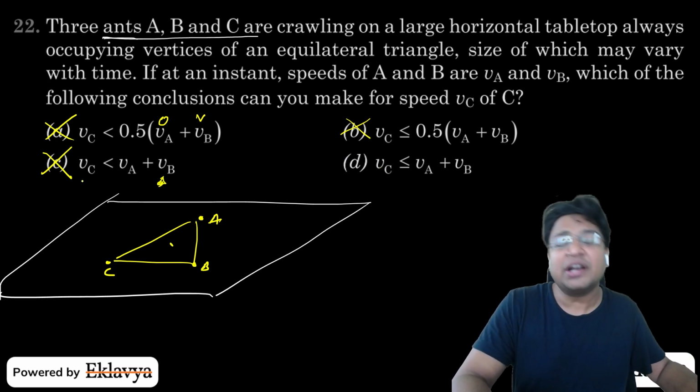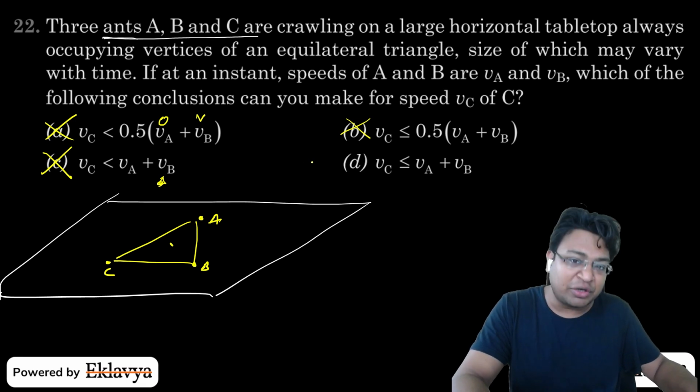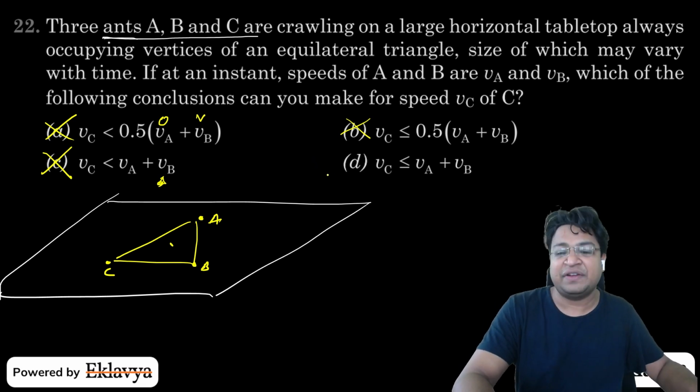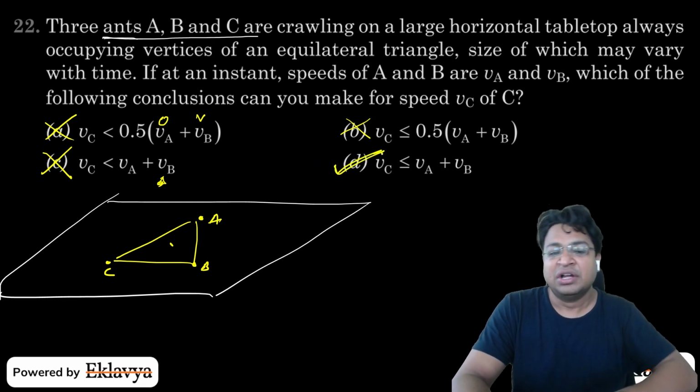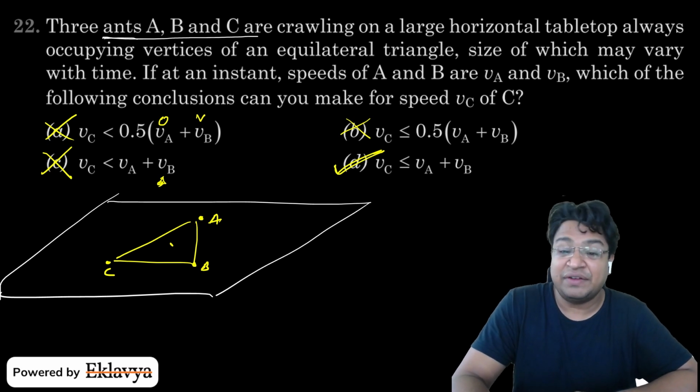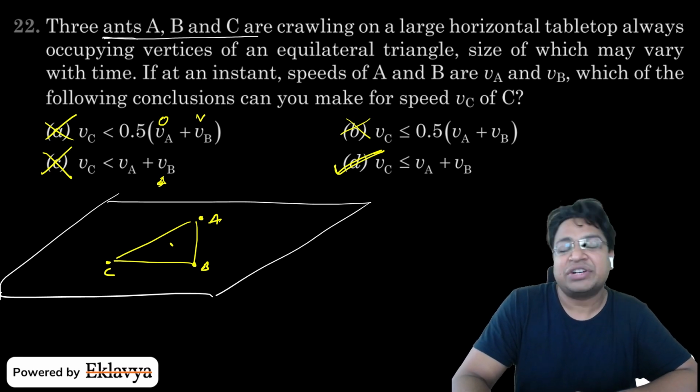So we have eliminated three options. The fourth option could not be eliminated. It is satisfying the example that we have taken, so obviously this must be the answer. As far as finding the answer to this question is concerned, we have done that. Now let's try to prove this.